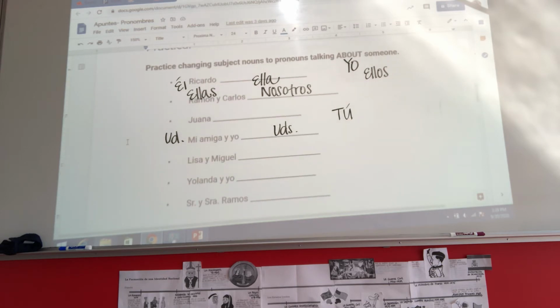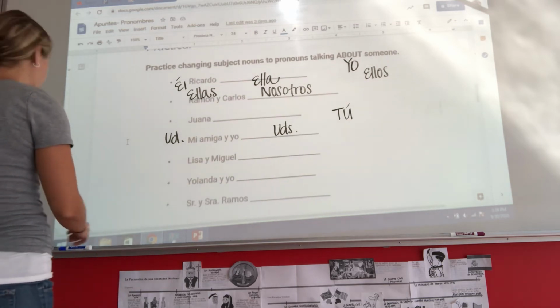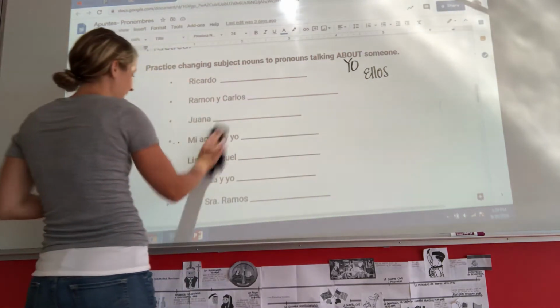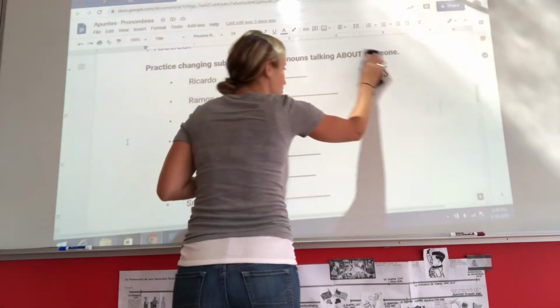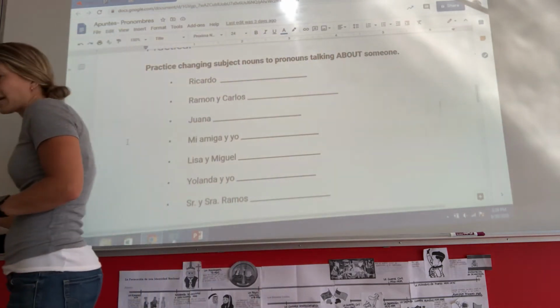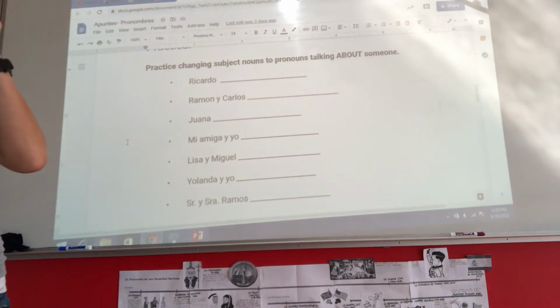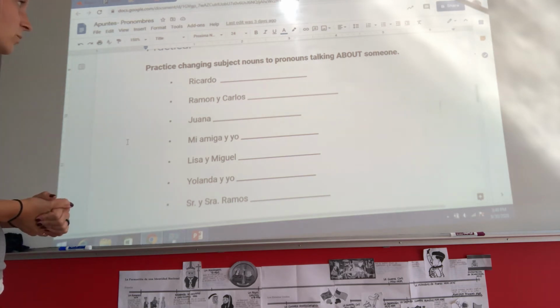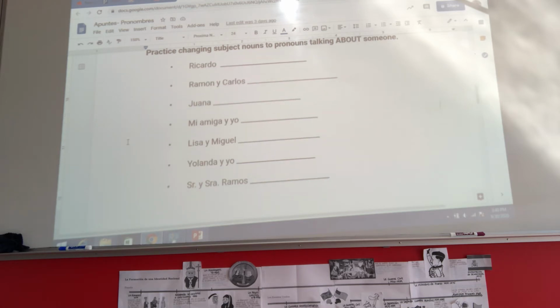We're going to practice changing that subject pronoun to the pronouns talking about someone. So think about that first list: él, ella, nosotros, yo, ellos, ellas are our only options. We should not see any tú or usted or ustedes because we're not talking to someone, we're talking about someone. Okay, so let's look at our subjects.